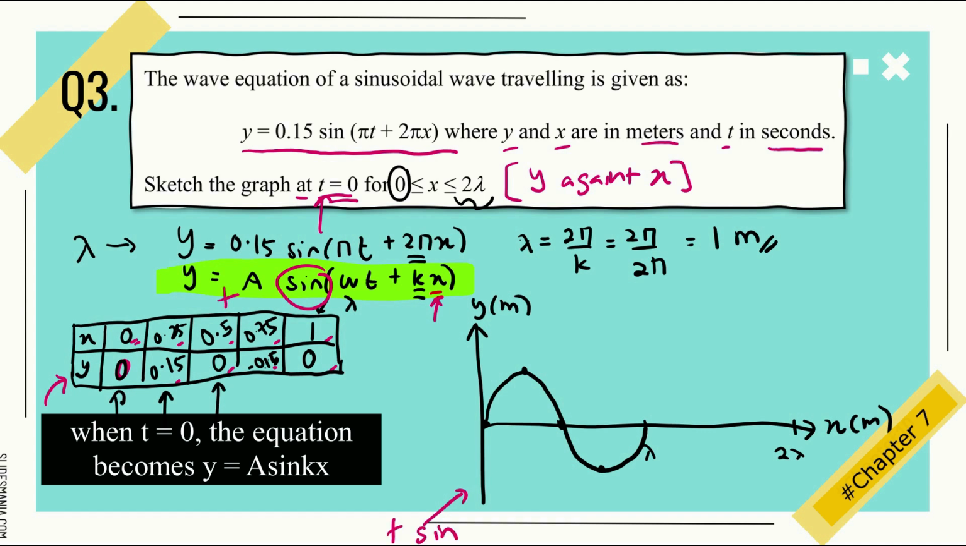What we draw here is only for 1 lambda, meaning that we need to have one more wave. So this is our answer. We need to obey what the question asks us. If the question doesn't give us any limit, then minimum you need to have at least 1 lambda.